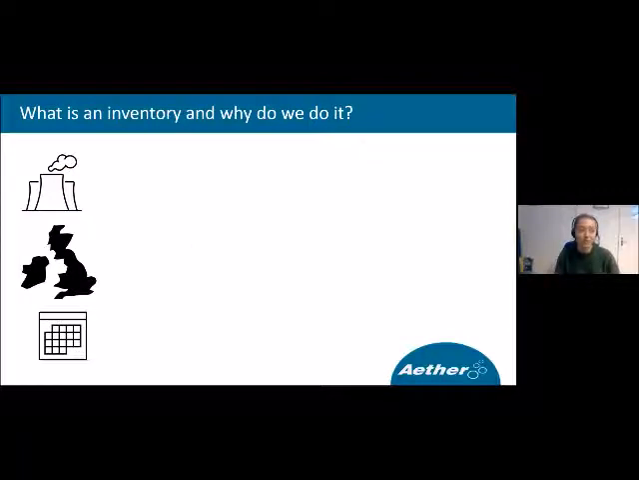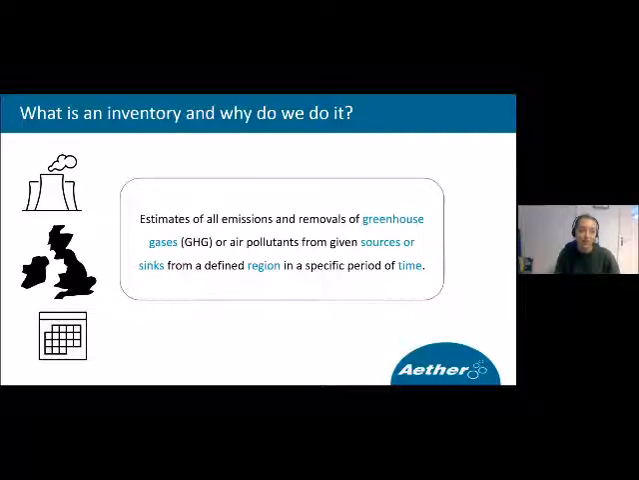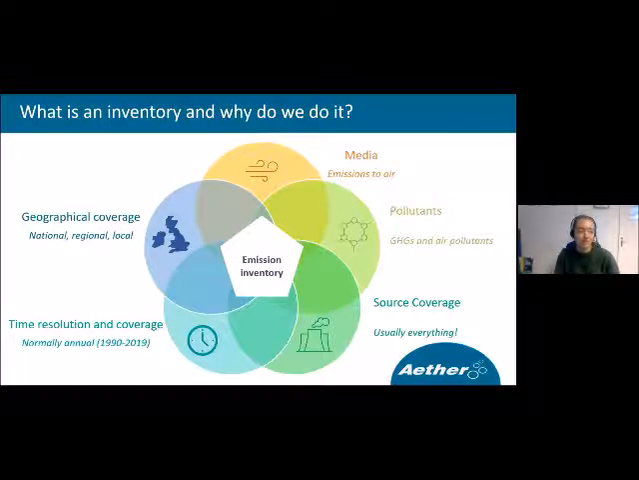So first of all, what is an inventory and why do we do it? This is a very broad definition. It's an estimate of all the emissions and removals, either of greenhouse gases or in this case of air pollutants, from, quite importantly, given sources or sinks in the context of GHGs, from a defined region in a specific period of time. And what's important to note is that the region obviously doesn't have to just be national.